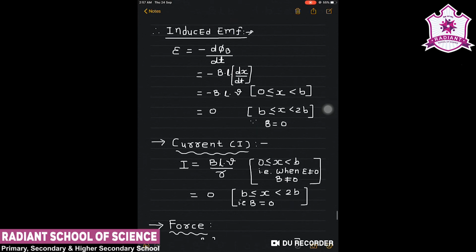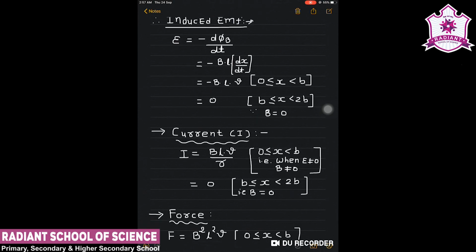Now another thing that I want to consider is current. Current is given by I equals E by R. Now current is a scalar quantity, so we can define it as BVL over R. But it will be obtained only in the region where the magnetic field is existing, and for B equals 0, the current will also be 0.